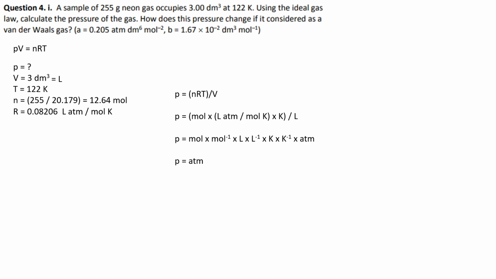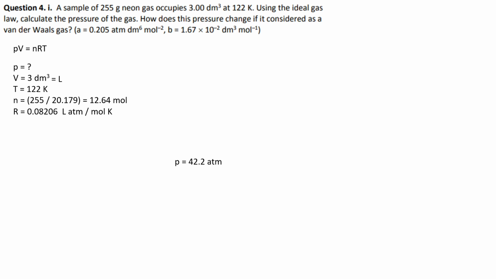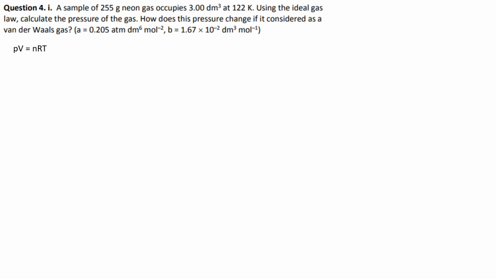Now, we can first of all stick our units into this rearranged equation to make sure we do receive atmospheres as our final unit. And as you can see, the moles cancel out, the kelvins cancel out, the litres cancel out, leaving us with just atmospheres, which is ideal for pressure. Now we can substitute in our actual numerical values to give us a pressure value of 42.2 atmospheres.